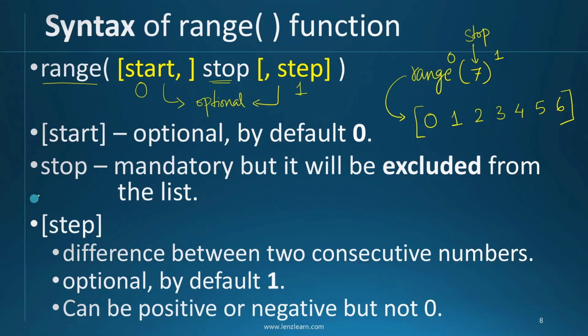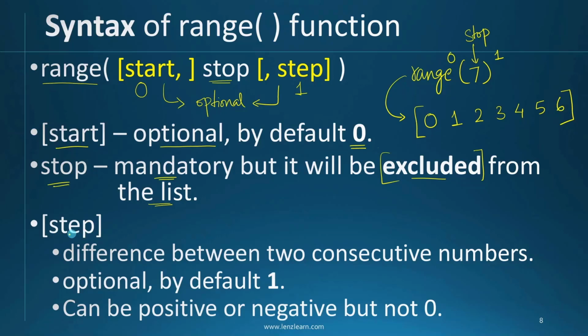So now we can read the theory part. You will understand what we are talking about. Now start, it is optional. I told you the default value is 0. Now stop, this is mandatory, which means you have to provide a stop value, but it will be excluded from the list. What do you mean by excluded? It will not be included. So that is why, if I give 7 in the range, you can see 7 is not included in the list. It will go only up to 6.